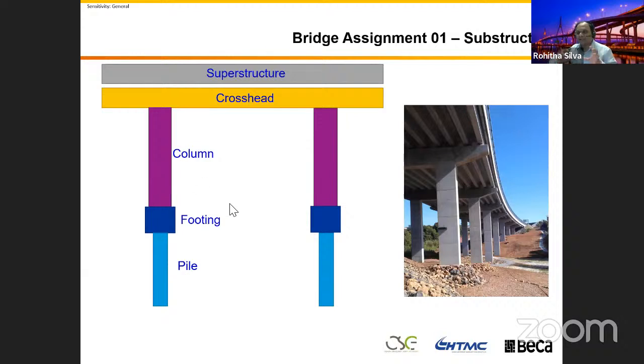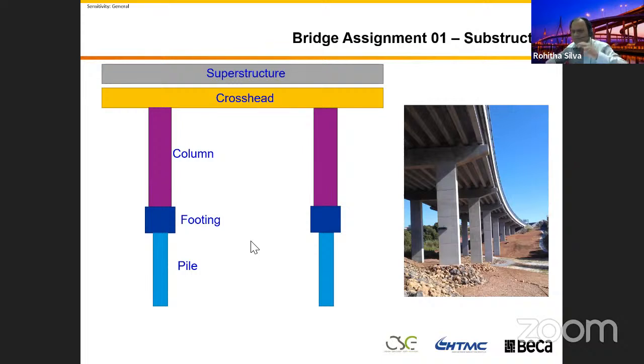The architect is involved, I will show it to you, but not to a large extent. When you're looking at this bridge itself, you can see there should be an architect in here. You will see that in the next couple of slides. So we've got a crosshead, a column, footing, pile. We can even replace the footing with the pile.